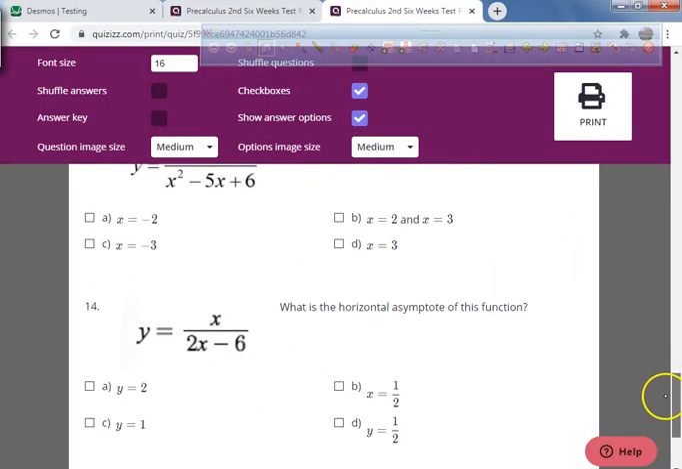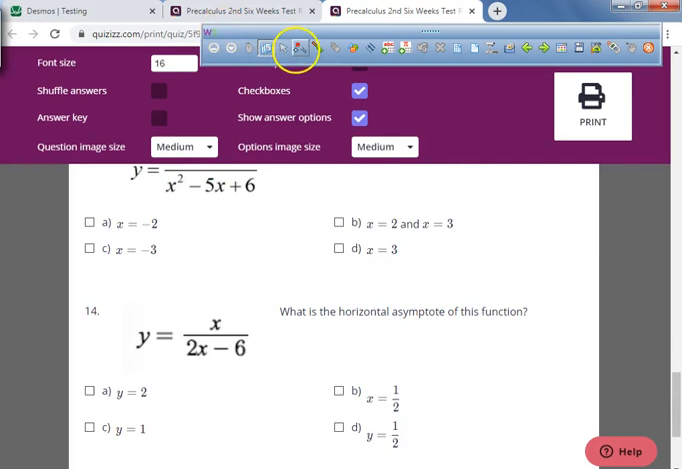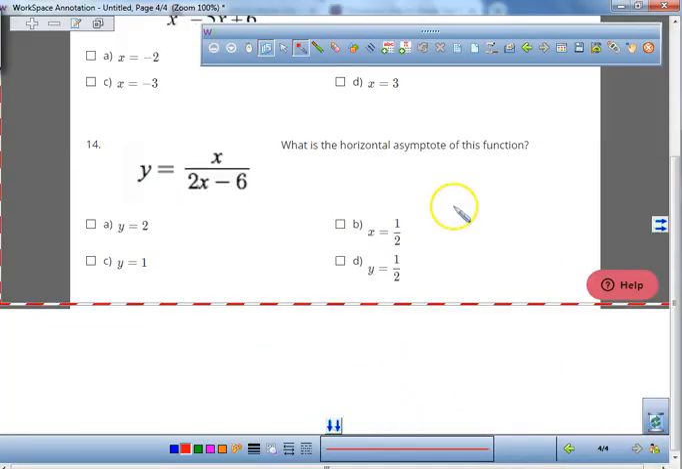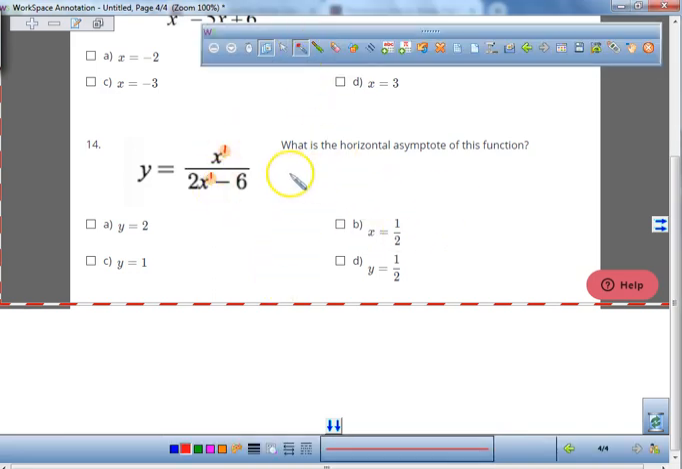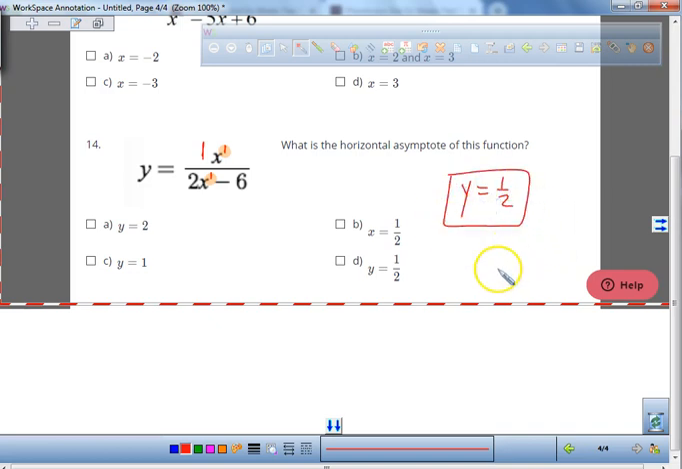So let's take a look at this one. Number 14, it says, what is the horizontal asymptote of this function? So what's this power? A 1. What's this power? A 1. What do you notice? They're the same power. So this follows the rule. If these powers are the same, our horizontal asymptote is going to be at this coefficient over this coefficient. So what's going to be my horizontal asymptote in this particular one? 1 over 2. And that's our horizontal asymptote.